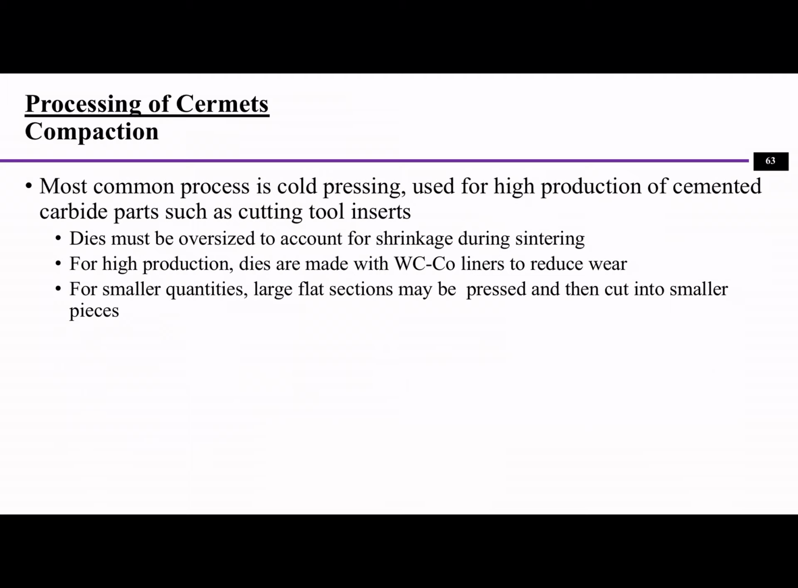And for processing of cermets, we use compaction to make them. Usually the process is cold pressing. When we do that, we usually have to make the dies a little bit oversized to account for the shrinkage during sintering. And if it is high production, the dies are usually made with tungsten carbide-cobalt liners to reduce wear.